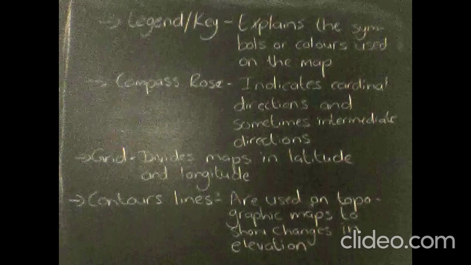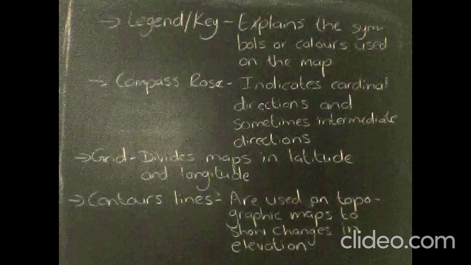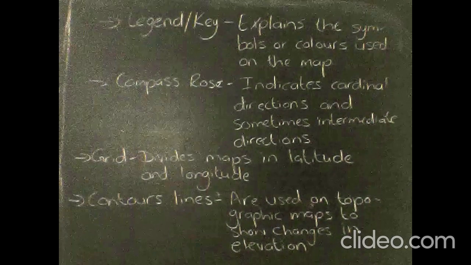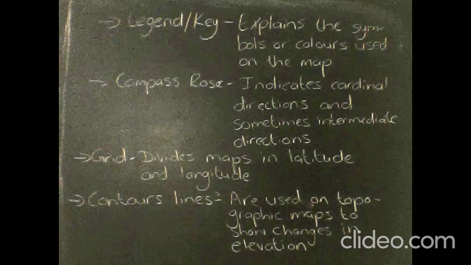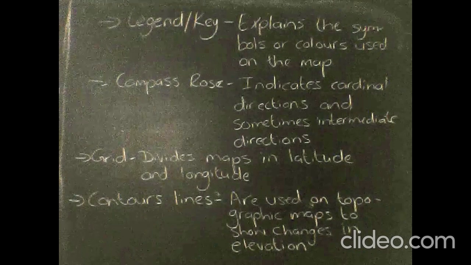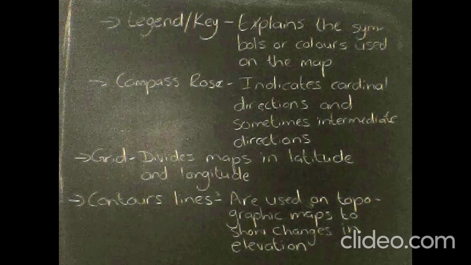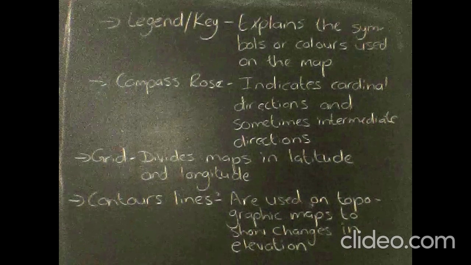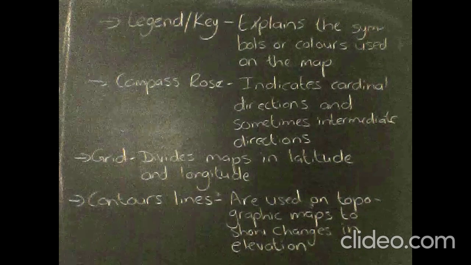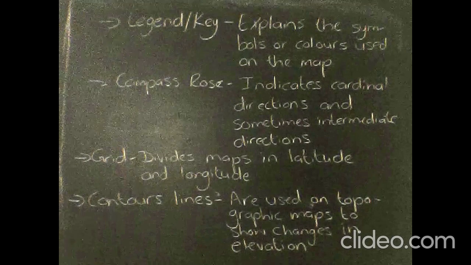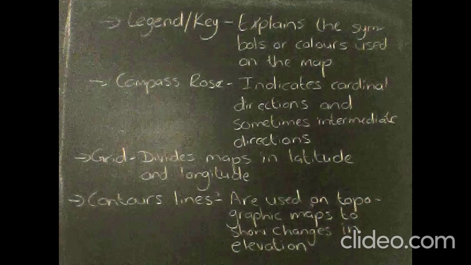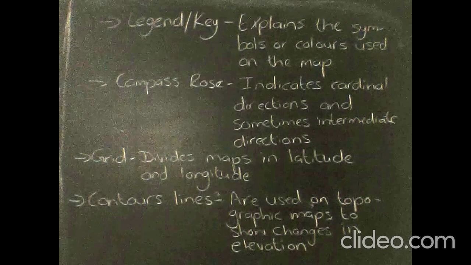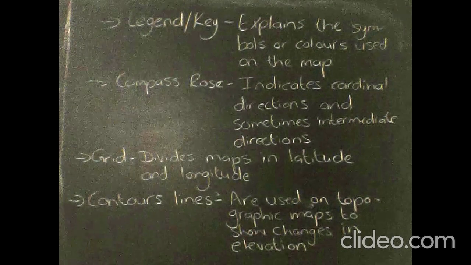Now let's talk about the legend or the key. And this explains the symbols or colors used on the map. So if you need to find a particular thing on a map, you would go and have a look at the legend or the key so that you know what you are exactly looking for on the map. But remember that legends and keys are global in use, so that even if you pick up a map in a different country or of a different country, you would still be able to identify what features are identified on the map.